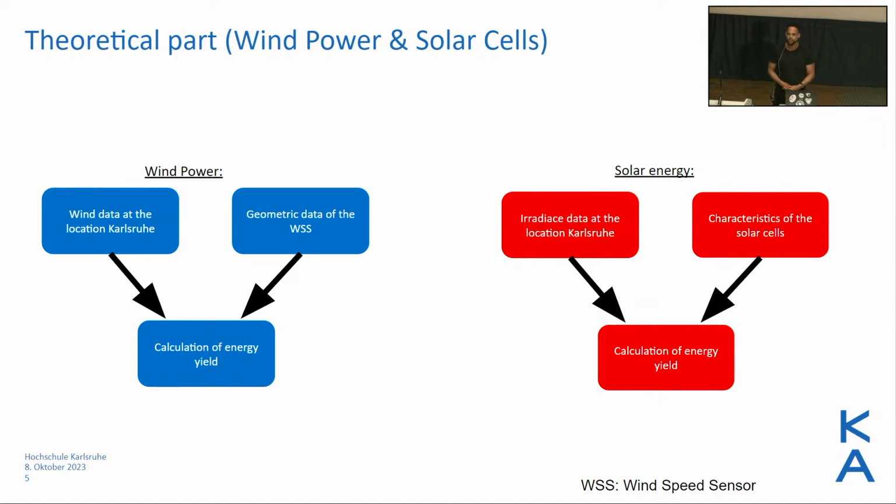The main part of my project was the theoretical part. I needed to analyze how much energy I can win from the wind speed and from the solar cell from the irradiation. For the wind speed, I needed to analyze wind data in the location Karlsruhe. I used data from 2019. Then I analyzed the characteristics of the geometry of the wind speed sensor and combined this information to answer the question how much energy I can win with it.